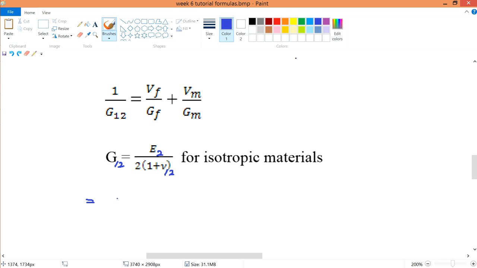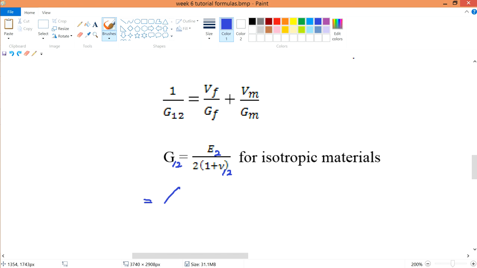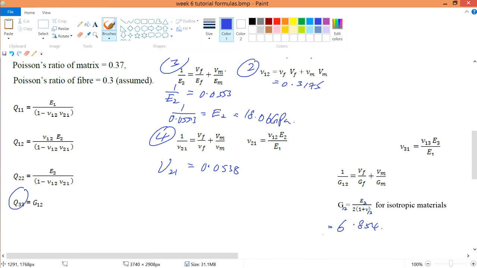So once you have this, we can calculate, and the answer is 6.854. Since our Q33 is equal to your G12, I can simply substitute 6.854 over here. Next, the last one is all this. I have to find my Q11, Q12, and Q22. If you were to calculate all of them individually, I found it is easier to find this value first, since the denominators are all the same, so you can cut down your time.